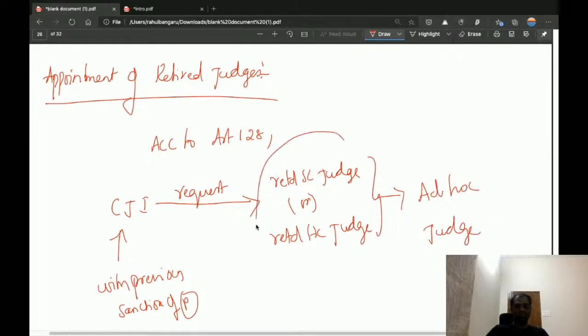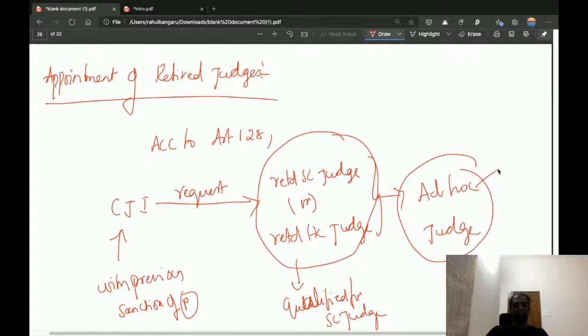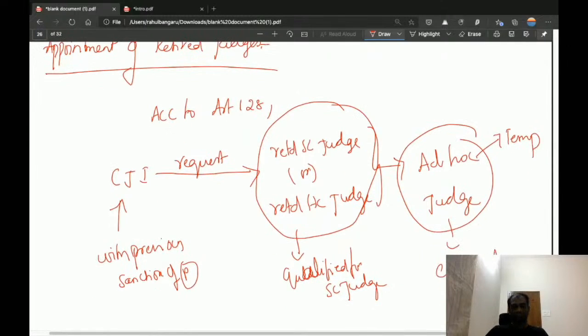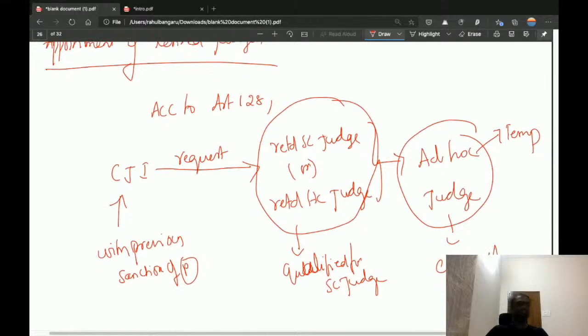Now these retired Supreme Court and retired High Court judges should be qualified to become Supreme Court judge. This ad hoc judge is only for a temporary period, and he will also enjoy all privileges of a Supreme Court judge. Is it clear? He will enjoy all the privileges of a Supreme Court judge. That's Article 128.